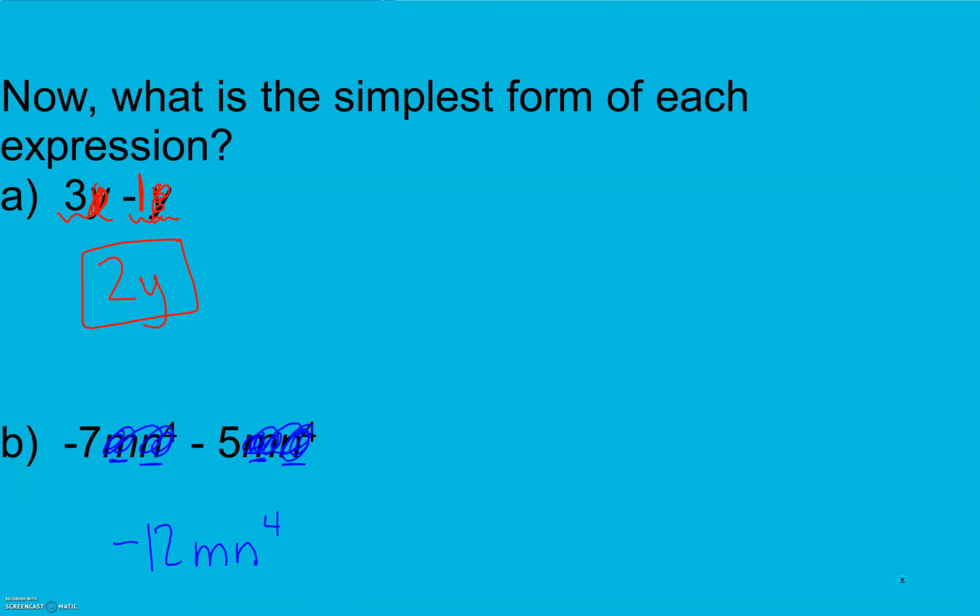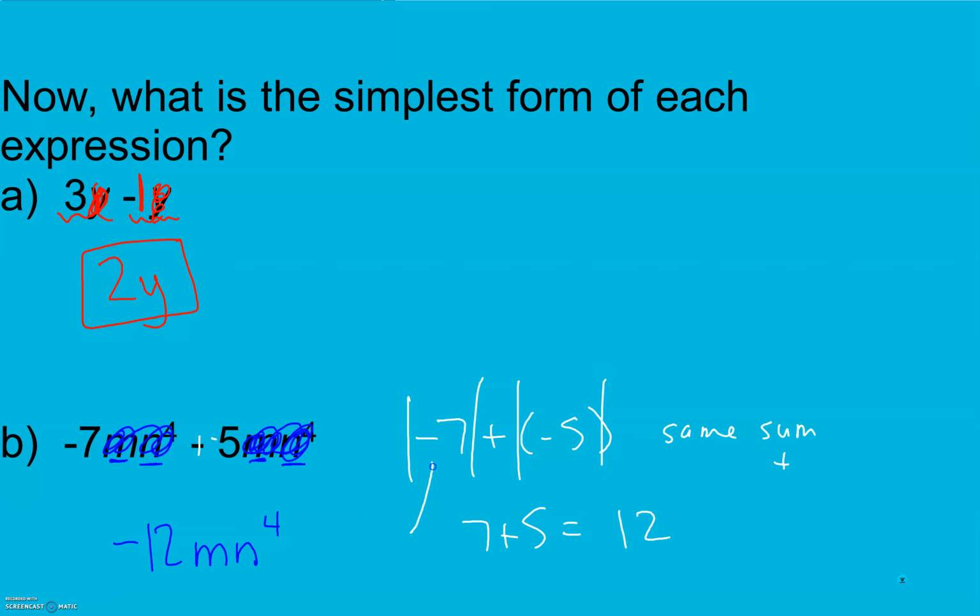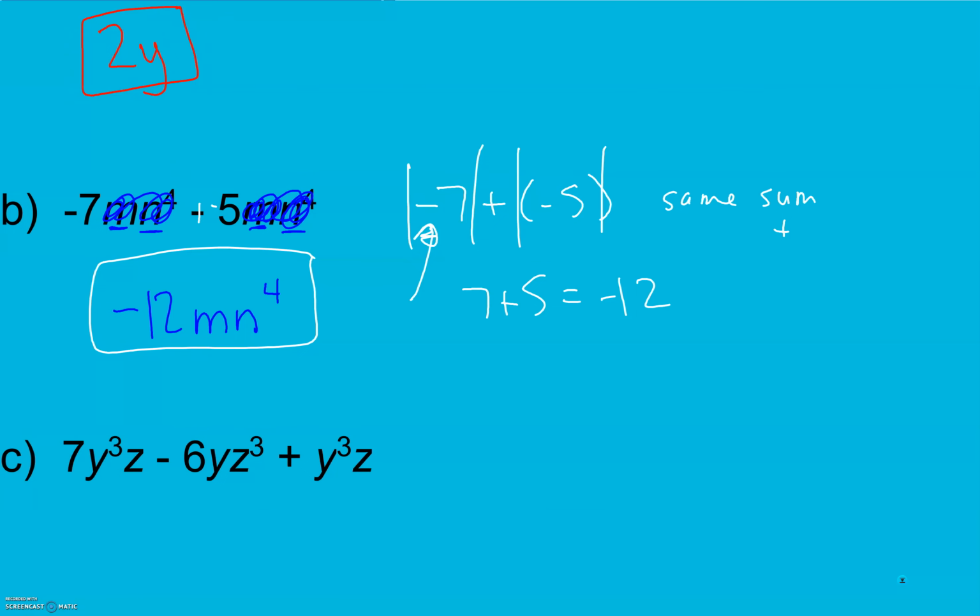Remember, when we subtract, we change to adding the opposite. So negative 7 plus negative 5, I have the same signs. I'm going to find the sum and add the absolute values. 7 plus 5 gives me 12. And I look back at my signs, negative. So negative 12 times mn to the fourth power.